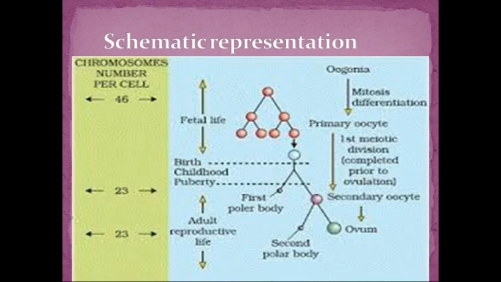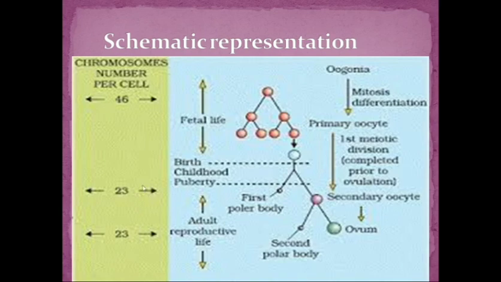So the first meiotic division takes place within the fetal ovary itself, right? When the baby is inside the mother's womb, at that time itself, the prophase 1 of meiosis 1 will be completed, resulting in the formation of primary oocyte. So when a baby is born, there will be millions of oogonia or primary oocytes within the baby's ovary.